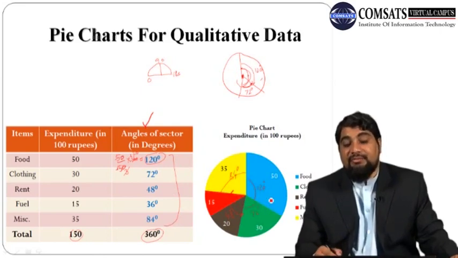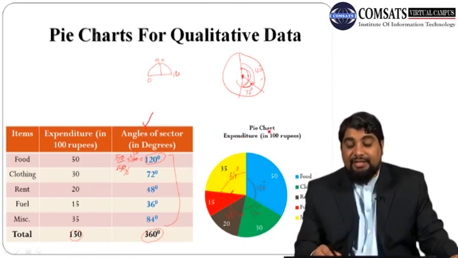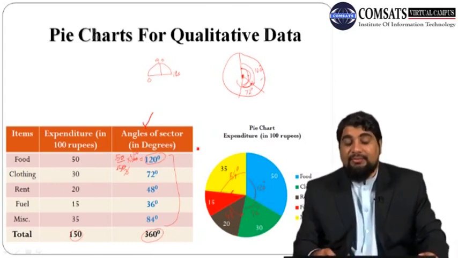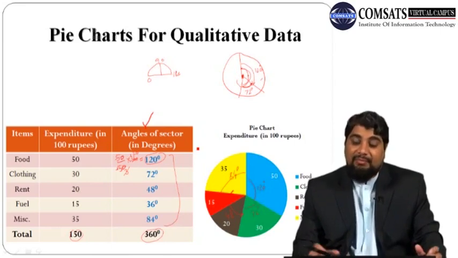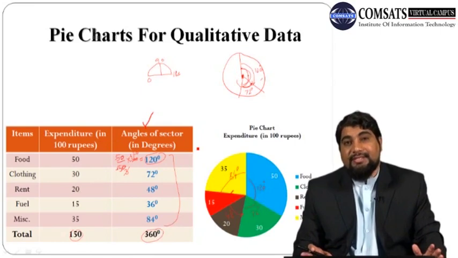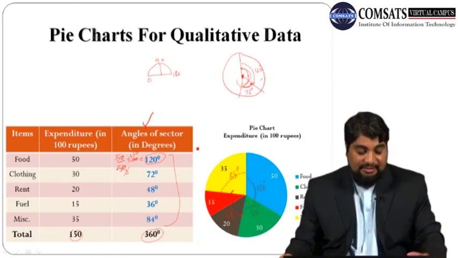So the complete circle, which is of 360 degree, has been subdivided into different angles, which are angles of the sector corresponding to each of the categories. So this is how we can construct a pie chart by hand with the help of a protractor. Excel can draw the pie chart for us. So let us draw the pie chart using Microsoft Excel.